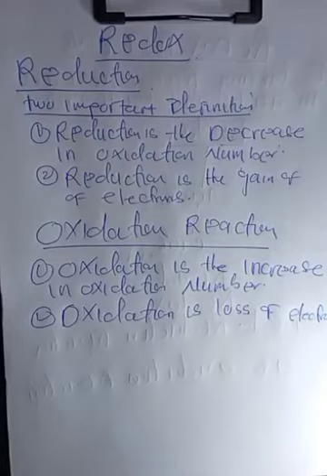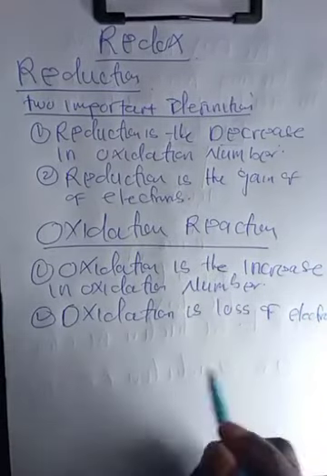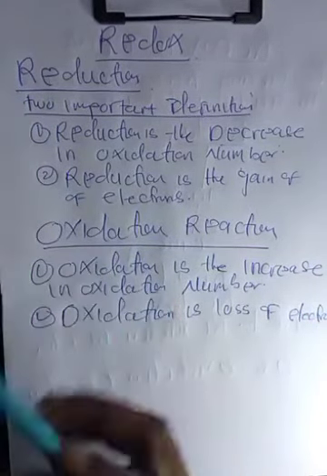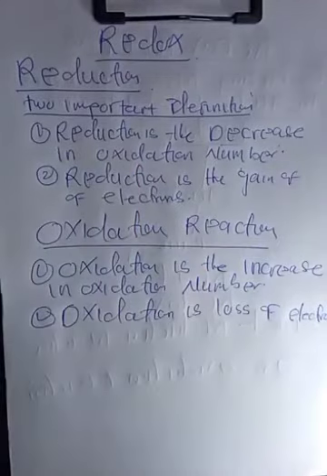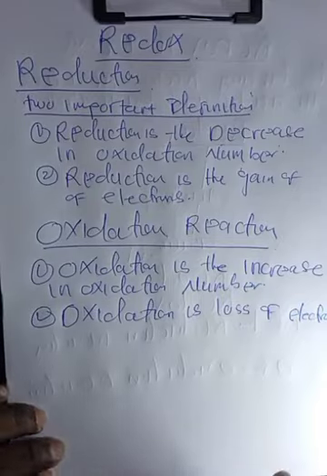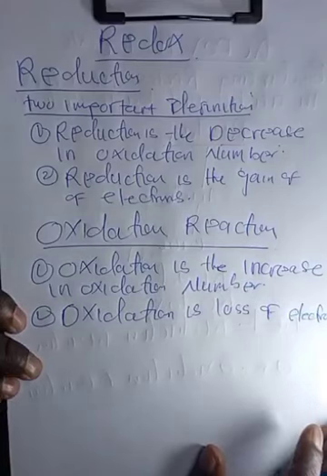Okay, so these are important definitions. You should know that reduction can be defined as a decrease in oxidation number or gain of electrons. Then the other one, oxidation, is an increase in oxidation number or loss of electrons. These definitions are very, very important in terms of balancing redox reactions. If you don't know the definitions, you face a challenge in balancing them. So make sure you master the two definitions.